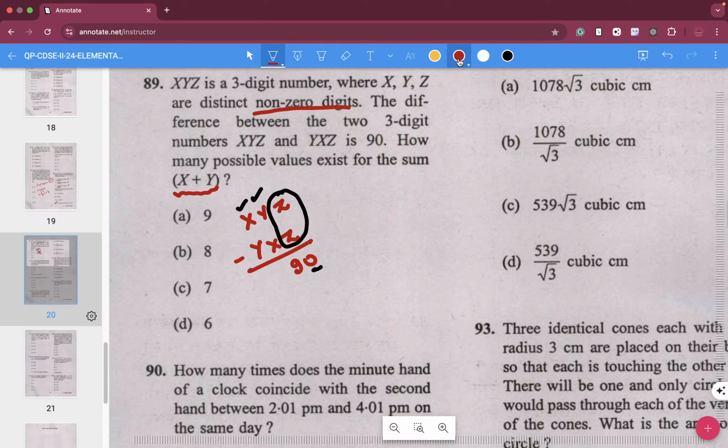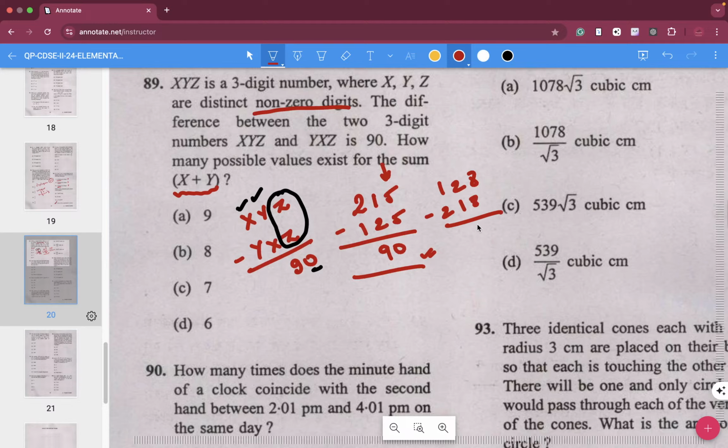If I start taking 2 1, or any value over here for Z, it can be any value. If I take this value, then XY is this and YX is this. If we subtract, is it coming 90? Could you have taken 1 2 8 and 2 1 8? Both of these are kind of the same, only X and Y have been interchanged.